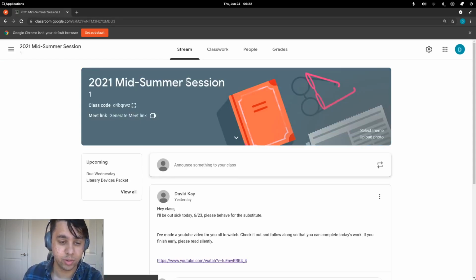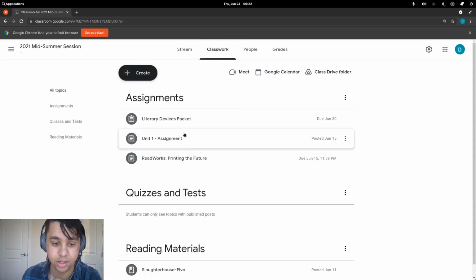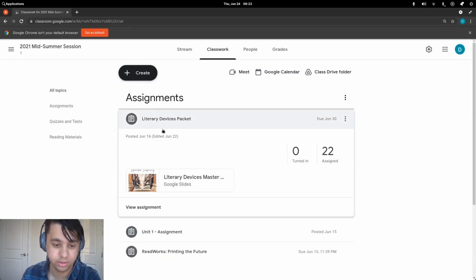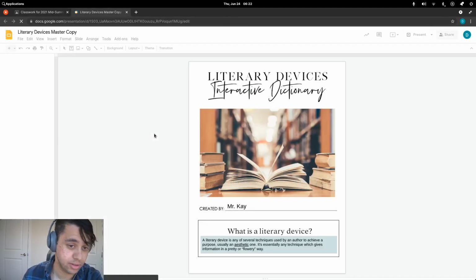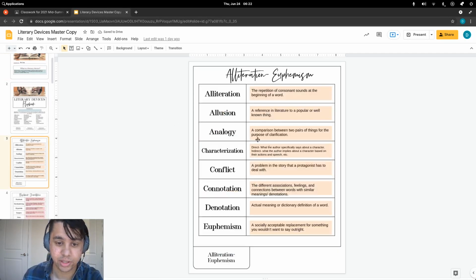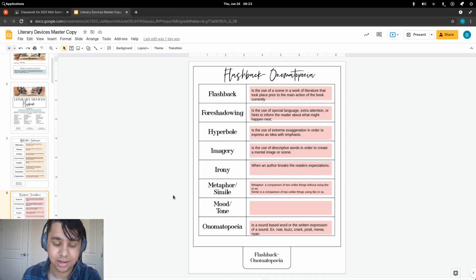So we're going to go to our classroom, we're gonna click classwork, and then we are going to go to our literary devices packet. So hopefully over the last day you should have knocked out the entire first section. That is alliteration, allusion, analogy, characterization, conflict, connotation, denotation, and euphemism. Now, we covered the majority of those things over the last few days, but hopefully yesterday gave you a chance to get them all knocked out. If you have not yet done that, go ahead and watch yesterday's video so that you can fill in what you haven't done yet. And now let's move on to our second portion.